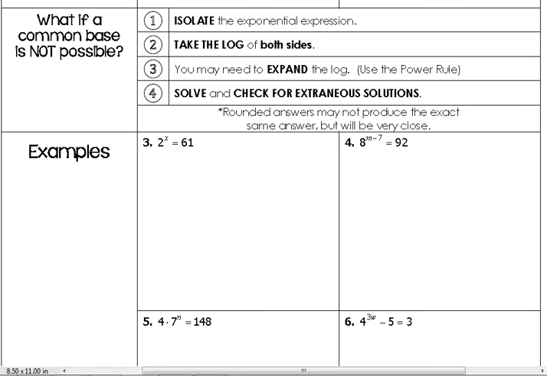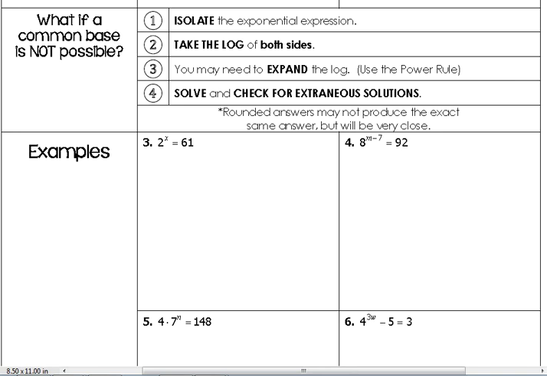Okay, so the steps say, number 1, isolate the exponential equation. The first two here, we don't have to worry about that. They're already isolated. Step 2, I don't really like the way that this teacher phrases it, so I put in parentheses on your paper. Instead of taking the log of both sides, we write it in logarithmic form. Okay, that's why we went over logarithms, was so that we could go from exponential form to logarithmic form. So we're going to write it in log form.